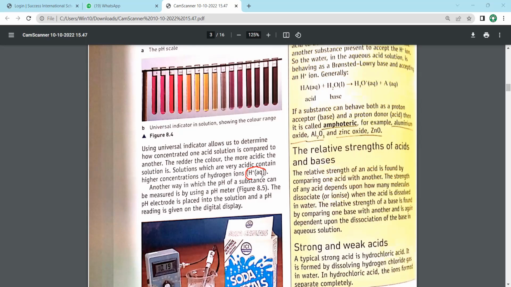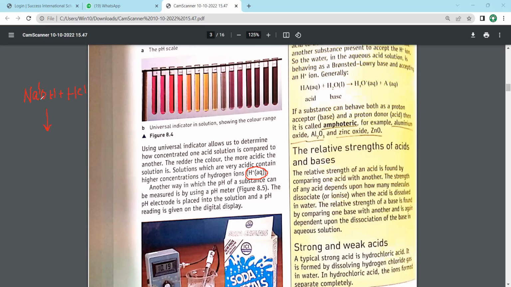Sir, explain. Can you write the equation again? No problem. NaOH, this is sodium hydroxide, strong base or alkali, plus HCl, hydrochloric acid. I don't have space, that's the reason I'm going to write.